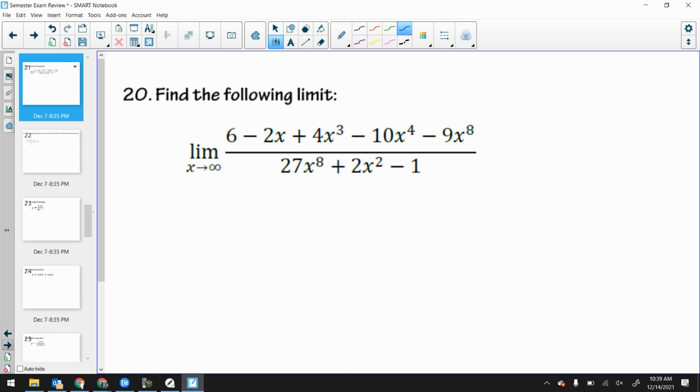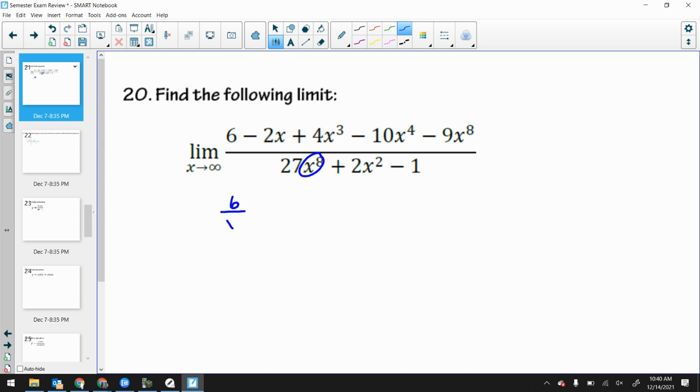Find the following limit. How do I find an infinite limit like this in a rational function? Anybody remember the technique? Divide by the biggest power on x. So what's the highest power in my denominator? 8, right? x to the 8th. So I'm going to divide everything by x to the 8th.